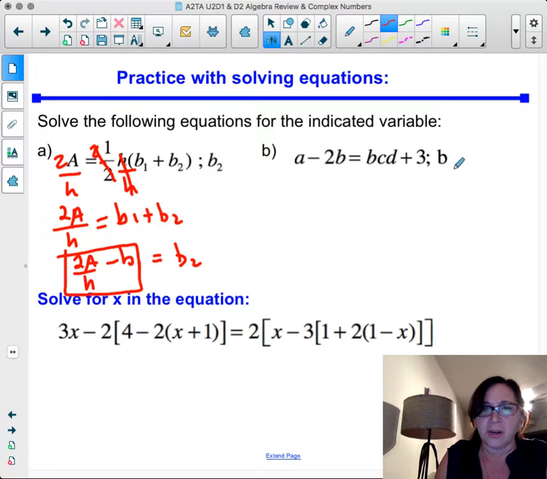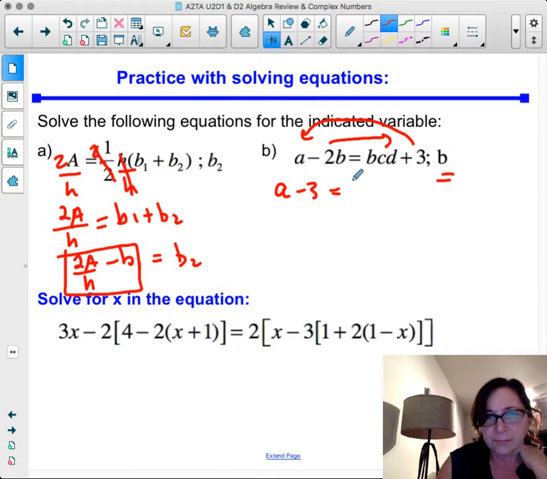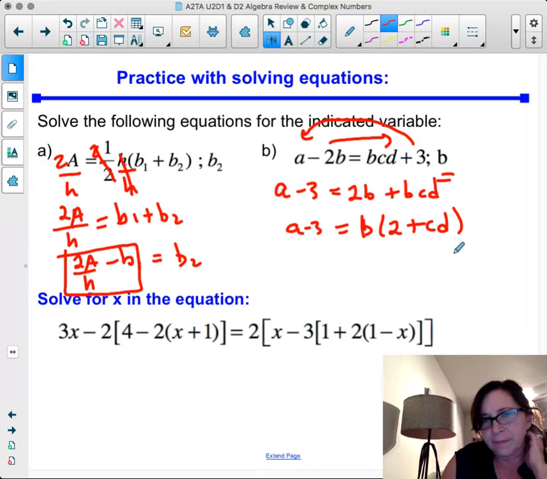Here, I'm going to solve for b. But I do notice that I have b's on both sides of the equation, so I'm going to combine those. I'm going to move this 2b over to that side, and I'm going to move this 3 to that side. So what I have now is a minus 3 equals 2b plus bcd. And from the b terms, I'm going to take out a b. By taking out a b, I have left 2 plus cd, and that equals a minus 3.